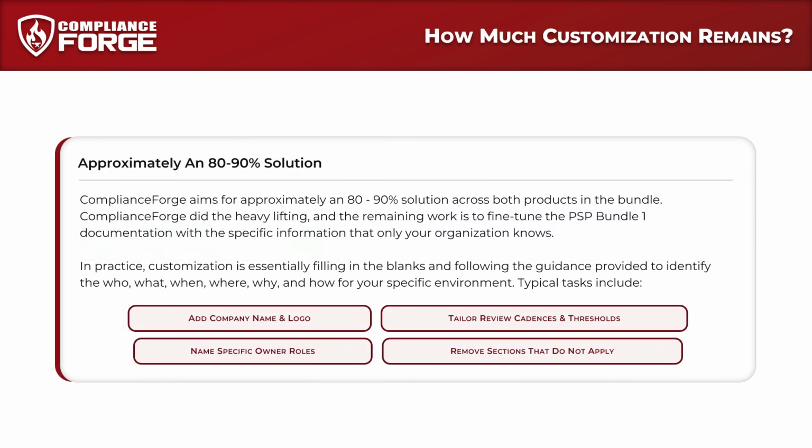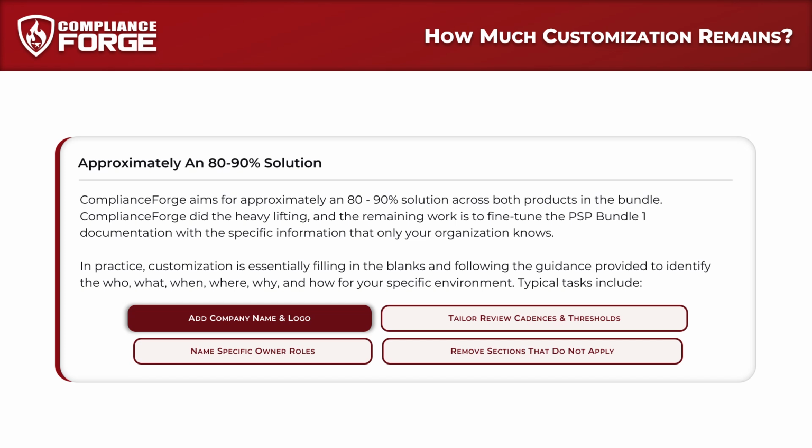So how much work is left for you? ComplianceForge aims for approximately an 80 to 90% solution across both products in the bundle. ComplianceForge did the heavy lifting, and the remaining work is fine-tuning the documentation with the specific information that only your organization knows. In practice, customization is essentially filling in the blanks.